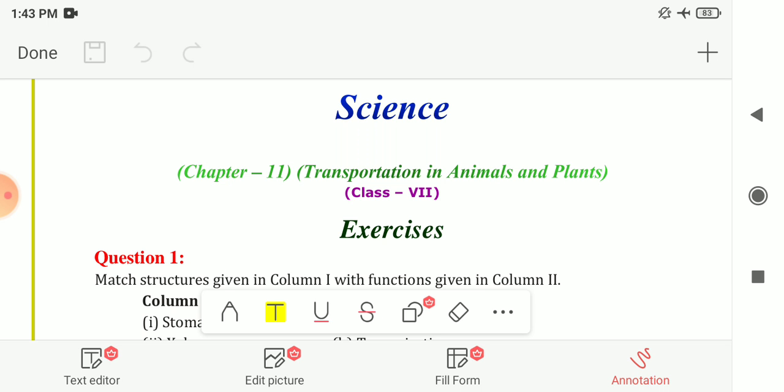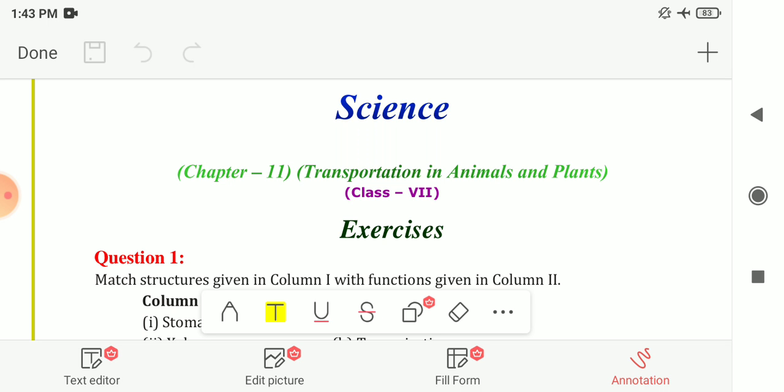So this one we had seen about transportation in animals. Next we had seen about transportation of different substances in plants. In that we had seen that in plants, xylem and phloem are vascular tissues for transport of substances. The xylem transports water and nutrients absorbed by roots to the different parts of the plants, and phloem transports the food synthesized in the leaves to all the different parts of the plants.